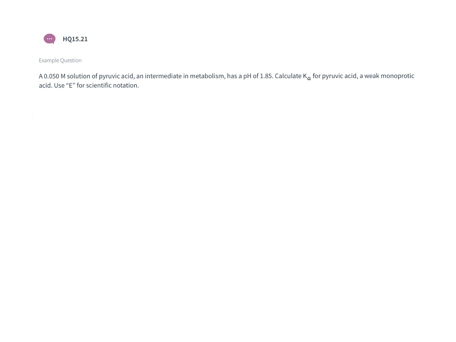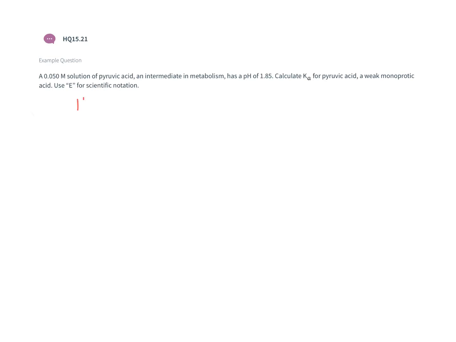For question 15.21, we're given a 0.05 molar solution of pyruvic acid and it has a pH of 1.85. And then we're asked to find what is the Ka for pyruvic acid. And they tell us it's a weak monoprotic acid. So I'm just going to write out our generic equilibrium for this.